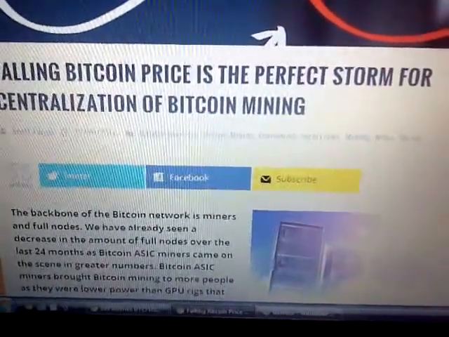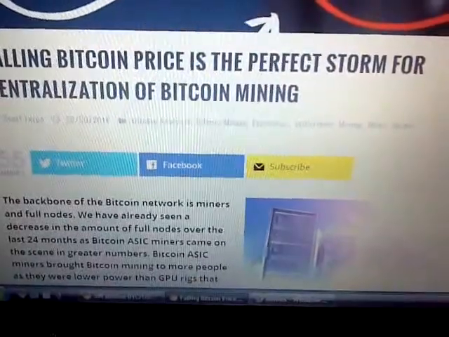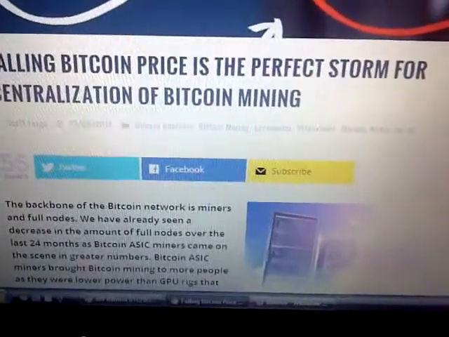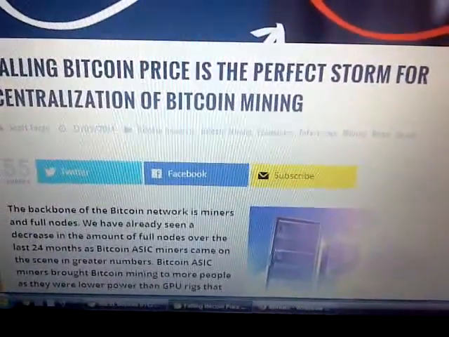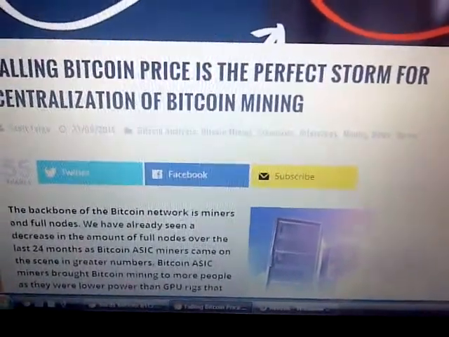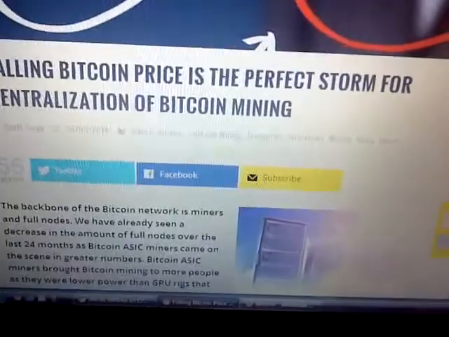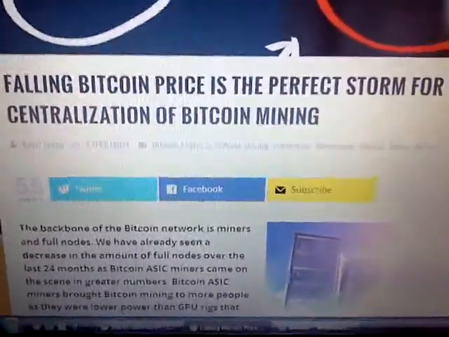And so I mentioned in my previous episodes how there's probably going to be only one mining group, and wherever that mining group is, that's where you need to go with your Bitcoin. So I mentioned that, and it's kind of already happening here.